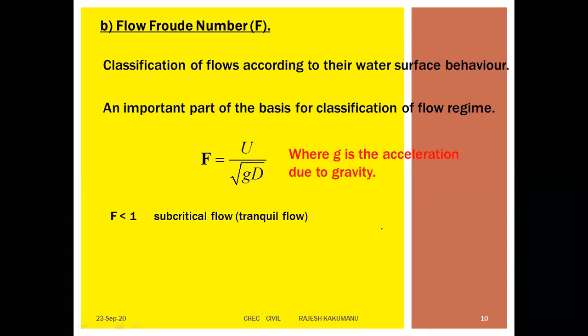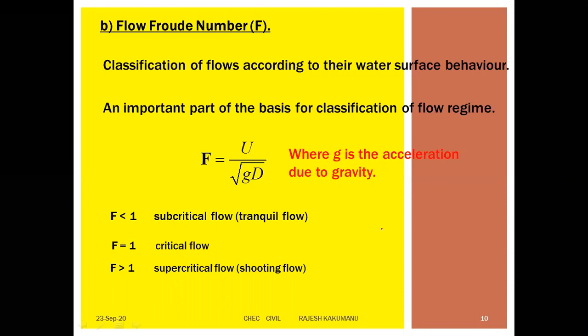When F is less than 1, we call it a tranquil flow, a subcritical flow. When F is equal to 1, we call it a critical flow. When F is greater than 1, we call it a supercritical flow or shooting flow. So what is the F here? F is the Froude's number.